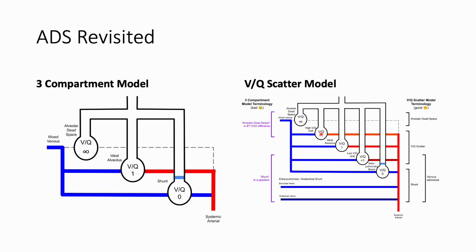And this leads some people to define alveolar dead space as alveoli that have no perfusion or reduced perfusion, i.e. alveolar dead space plus high VQ units. But the problem is that it means that when they want to refer to real alveolar dead space, they need to call it true alveolar dead space. So they're really saying that alveolar dead space is comprised of true alveolar dead space and high VQ units, which again I think is too confusing. And I would encourage you to stick with terminology that fits into the VQ scatter model only.